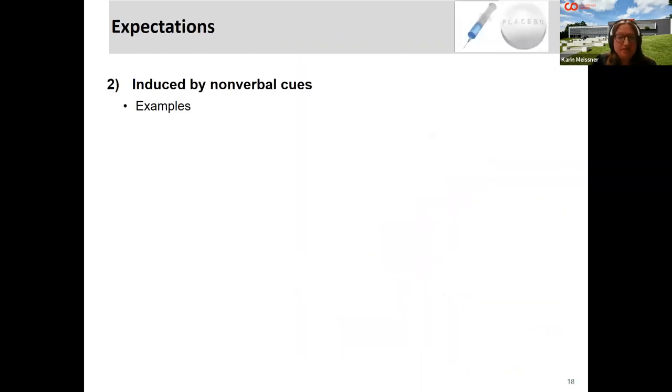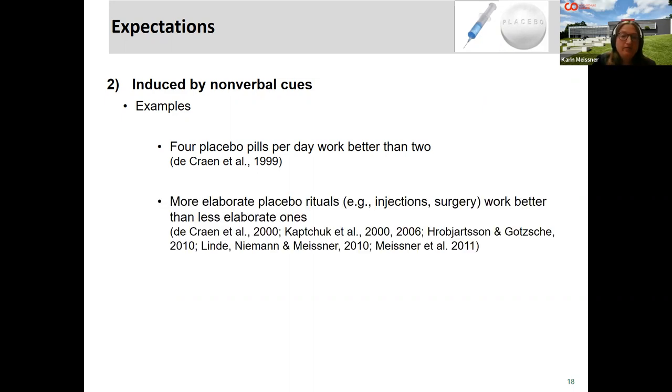So verbal suggestions are very important to induce placebo effects. However, expectations can also be induced by non-verbal cues. Here are some examples from the literature. For example, there was one nice study to show that four placebo pills per day work better than two, because there is a dose-response relationship, even for the placebo effect. And more elaborate placebo rituals like injections and surgery work better than less elaborate ones, as I have shown you before, and there are some more studies to show this.